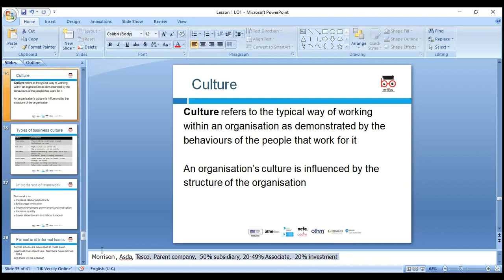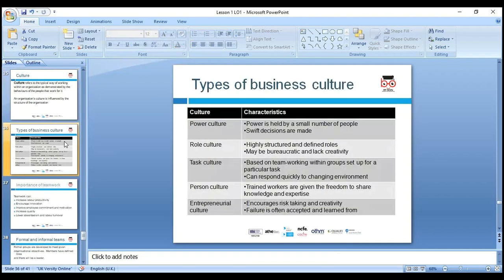Yeah, I think so. So if we look, organization structure represents the organization culture as well. The culture itself comes from the organization structure. Culture refers to the typical way of working within an organization, demonstrated by the behavior of the people at work. So organization culture is influenced by the organization structure.